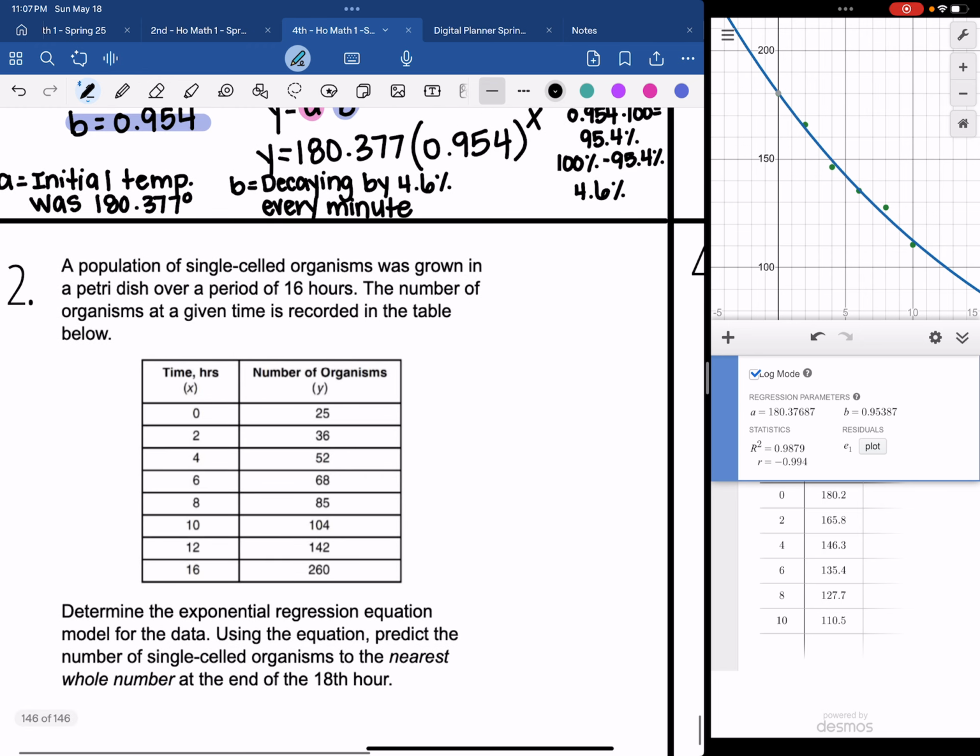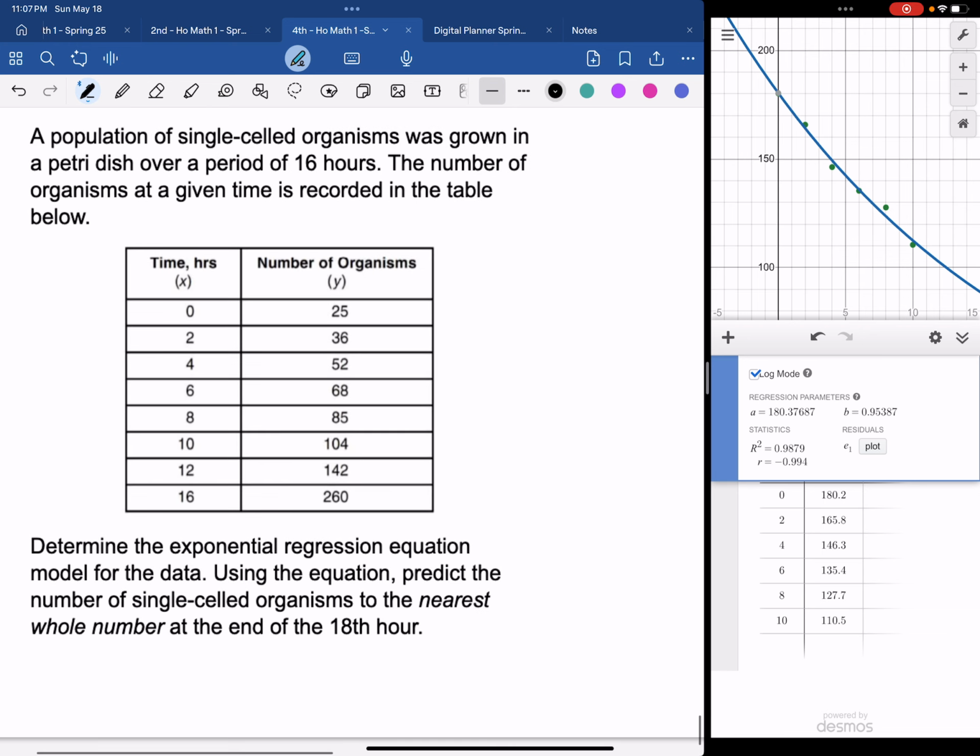All right, so number 2, it says a population of single-celled organisms was grown in a petri dish over 16 hours. The number of organisms at a given time is recorded in the table. So in this situation, it says determine the exponential regression equation. Again, that's the best fit. Use the equation to predict. So we're going to be making a prediction, and we're going to round it to the nearest whole number, and they want us to predict the 18th hour.